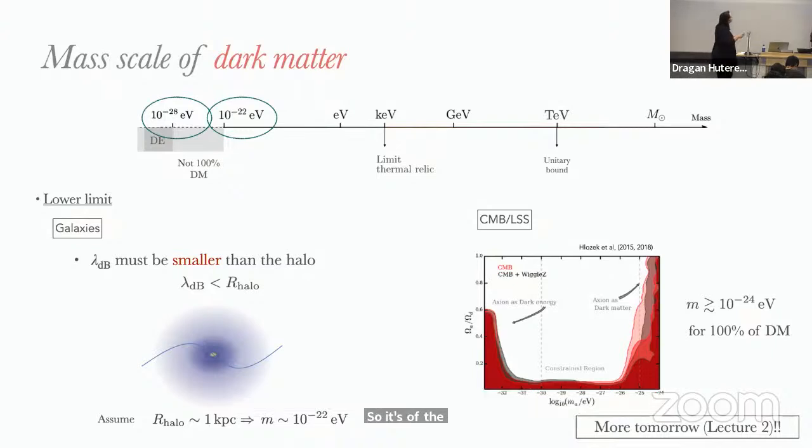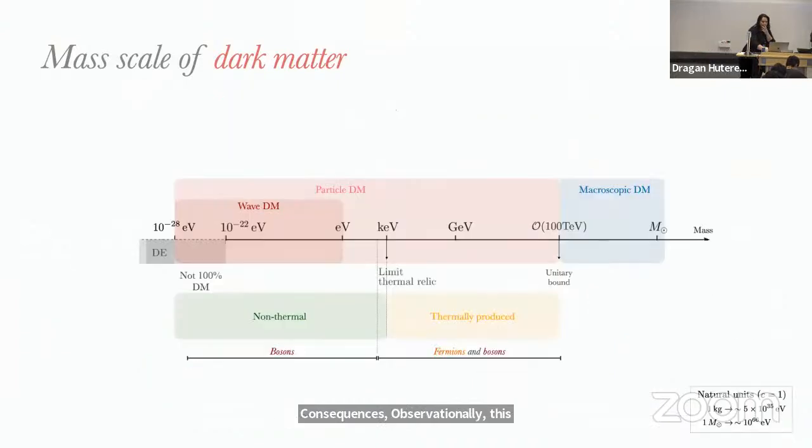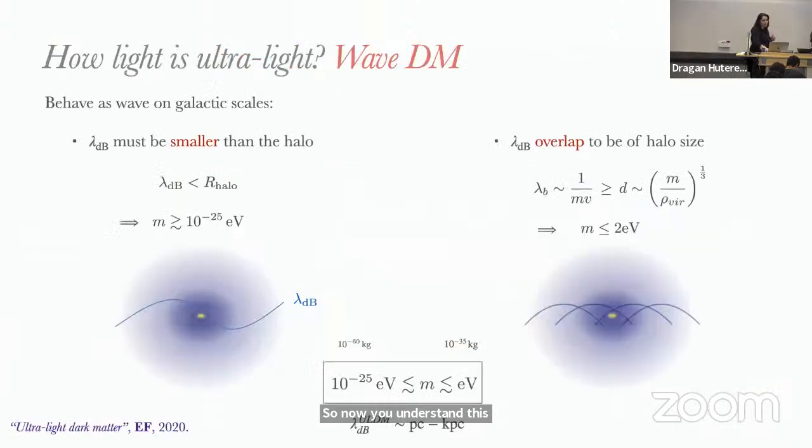So we have bounds on how big this wave can be. It cannot be much bigger than the radius of a galaxy. So if we get a really small galaxy that has a size of 1 kiloparsec, this means that the mass needs to be bigger than 10 to the minus 22. If it's much smaller than this, this is a huge, huge wave. And this will have huge consequences observationally. This will behave very differently, and we're going to see tomorrow. So now you understand this wave dark matter bound, but also the minimum bound on dark matter. And I'm almost done.